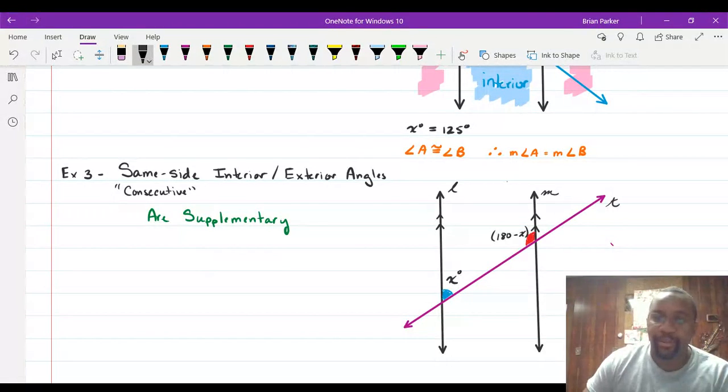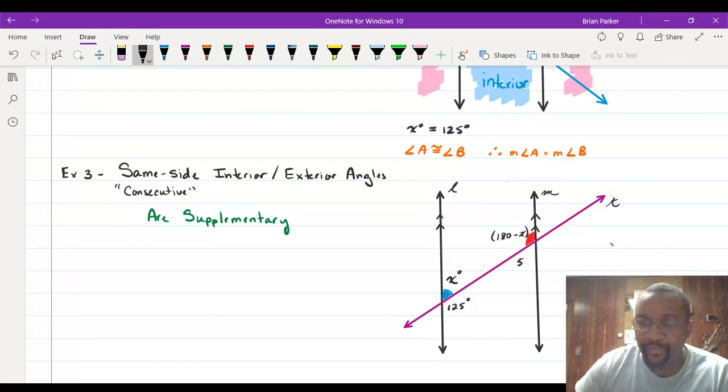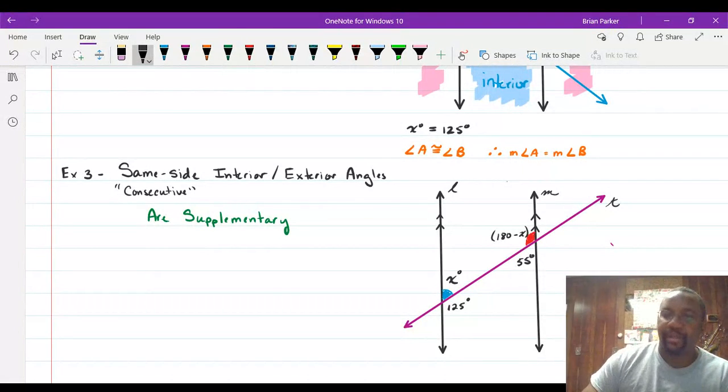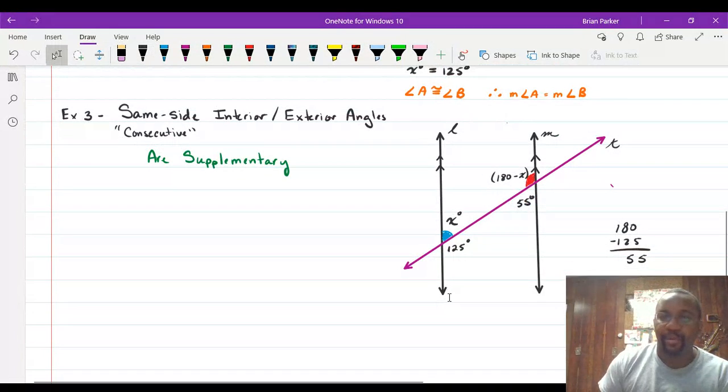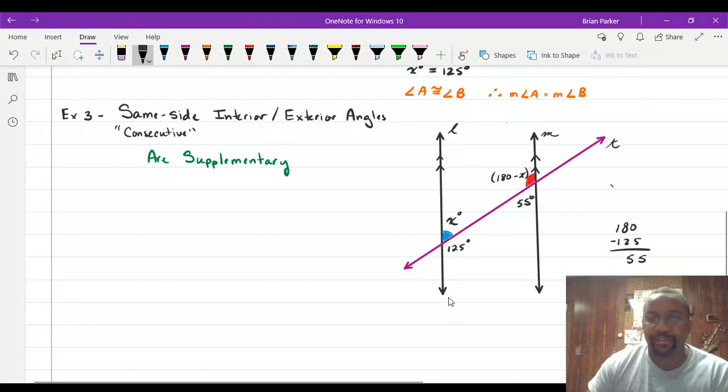So if we were to say that this angle here is 125 degrees again, this angle has to be, well, we can work it out. Whatever 180 minus 125 is, and that's going to be 55, right? So this would have to be 55 degrees because these two angles have to add together to be 180 degrees.